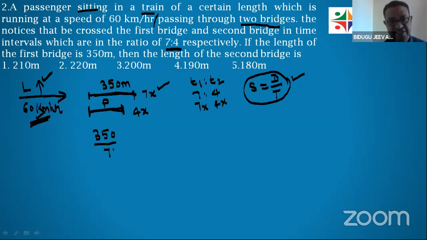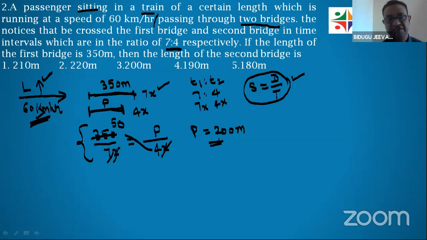Time taken is 7x, which is equal to this person crossing this bridge, P divided by 4x. Look here, when a man is crossing a bridge, we have to take the distance as the bridge length or platform length, right? Now, if you write this equation, everything is clear. X is simple, 750s are 350 cross, so P is equal to 200 meters. It is the length of the bridge, second bridge. So your answer is the third option.